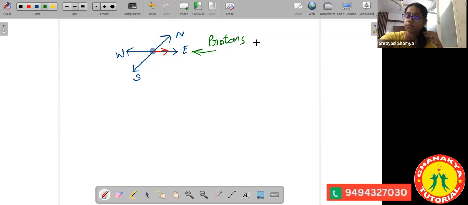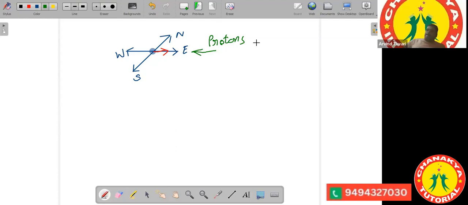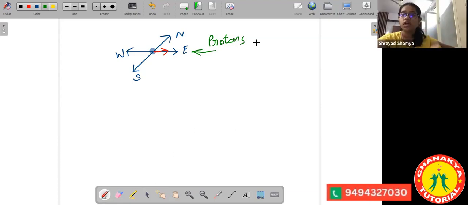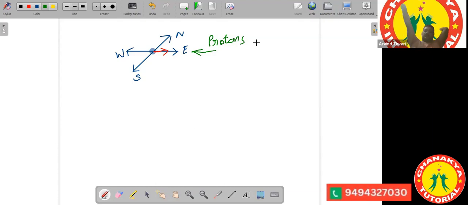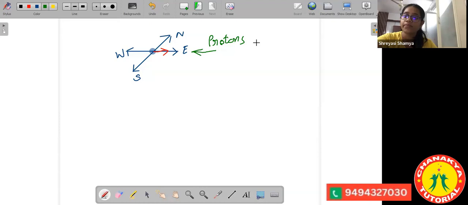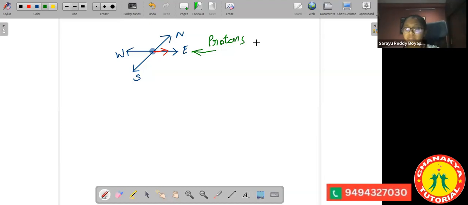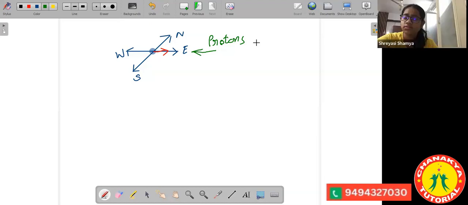Clockwise, sir. North to south. South to north, sir. You will observe them in circular shape, the magnetic field lines in the form of circle. So should it be clockwise or anti-clockwise? Sir, I think it should be anti-clockwise, right? No, sir, clockwise.